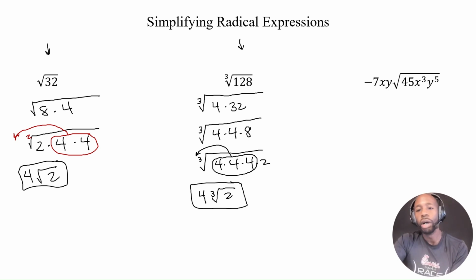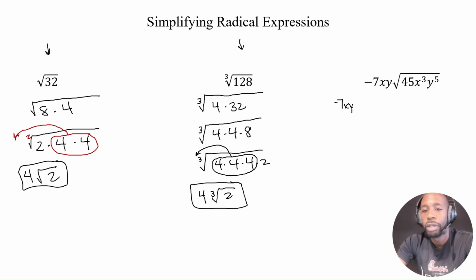All right, one with variables: negative 7xy times the square root of 45x cubed y to the fifth. I'm going to do this step by step so it's very clear. First, let's deal with this number underneath here. So this is going to be negative 7xy times 45 is 9 times 5. Then you have x cubed y to the fifth.